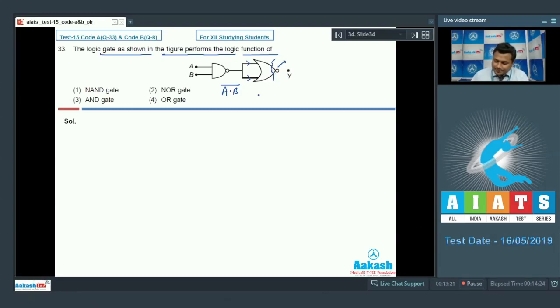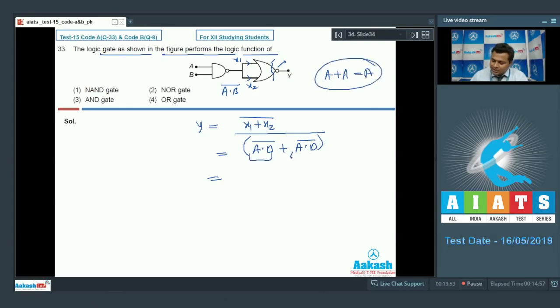We can solve it. Y will be what? Suppose this is input X1, this is input X2. So X1 plus X2 whole complement because it is a NOR gate. Now X1 is A dot B complement plus X2 is A dot B complement, whole complement. In Boolean expression, A plus A always gets you A only.